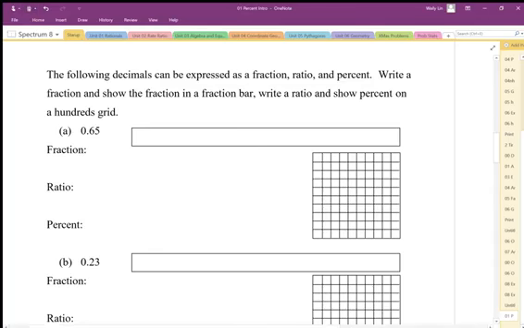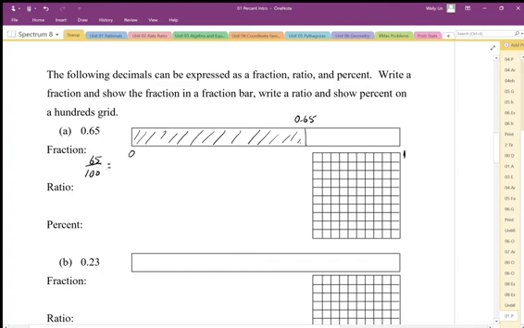Okay, so if I were to imagine that this is a number line of 0 to 1, 0.65 on my number line is going to be somewhere in there. Okay, so that's going to be 0.65. Okay, so we can think of it as 65% of that bar. Okay, so as a fraction, we can write this as 65 over 100, which should simplify.